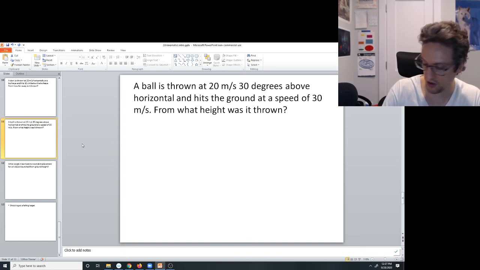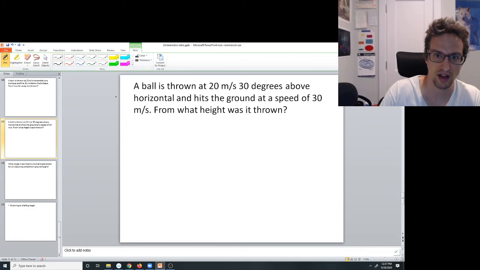First thing I want you to note here is we got two triangles. We've got this 20 meters per second, 30 degrees above the horizontal. So if we want to draw a V initial triangle, we can. We've got V initial 20, we've got 30 degrees, and on the two sides of that triangle are V initial X and V initial Y.